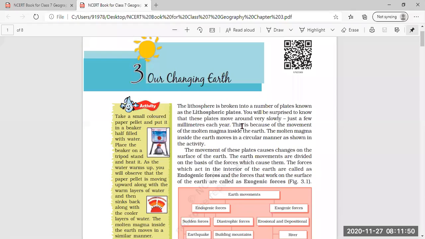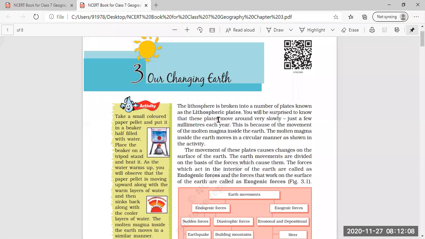Today we are going to start our class with a recall of what we have read and understood in our previous class. In our previous class, we have started lesson number 3 of geography, that is, Our Changing Earth.